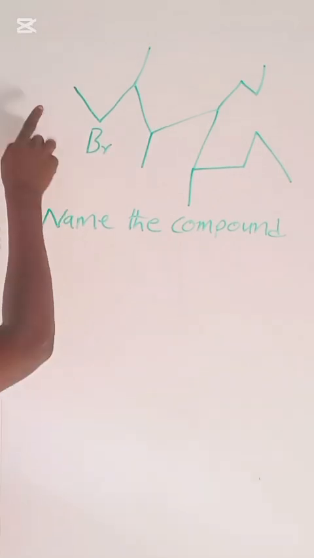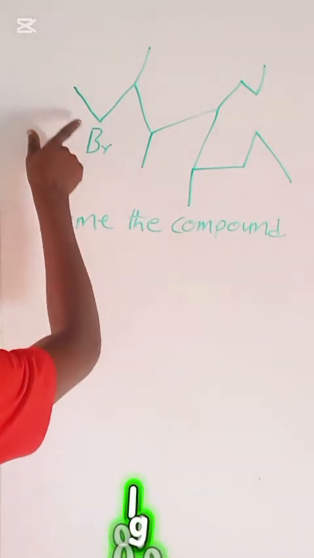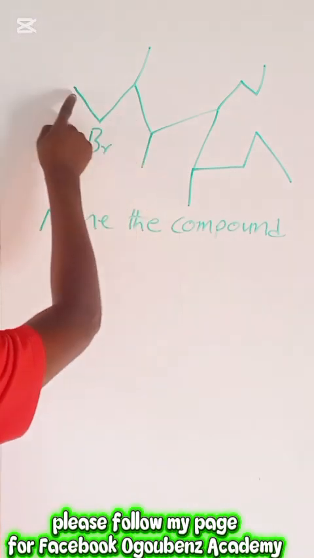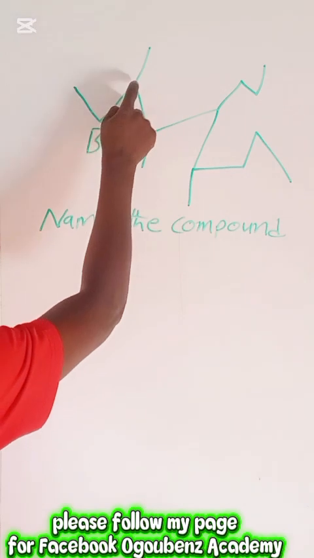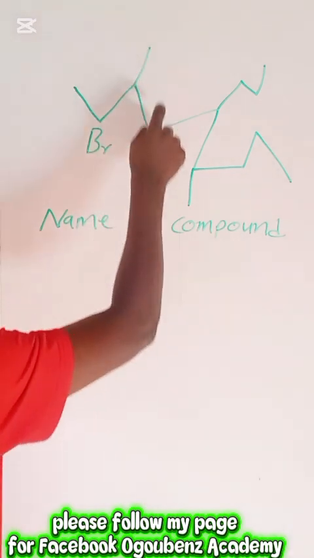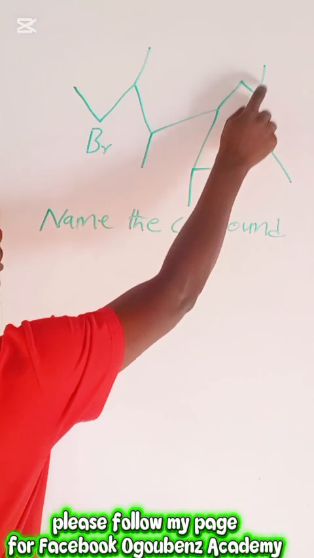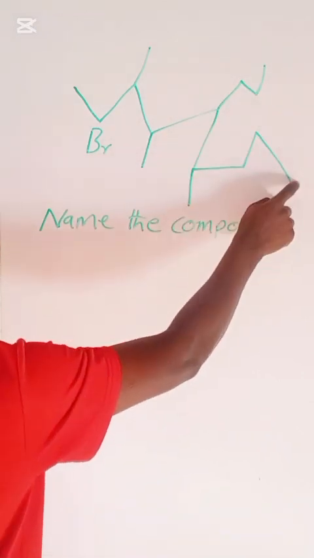You see each angle like this is a what? It is a carbon. So from here, the carbon is here, another one is here, another one is here, another one is here, and so on, all the way around.